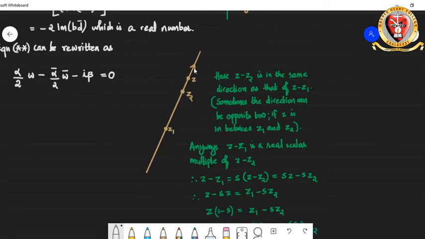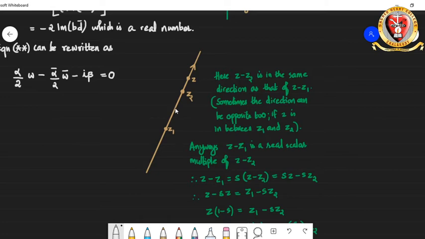This is a line, and it is directed like this. You have z to be an arbitrary point. It can be any among the points on the line. Set 2 and set 1 are fixed. So when we are thinking about set minus set 2 and set minus set 1, both of them will be in the same direction because set is sitting here. If set was sitting here, set minus set 2 and set minus set 1 would have been in the opposite direction.